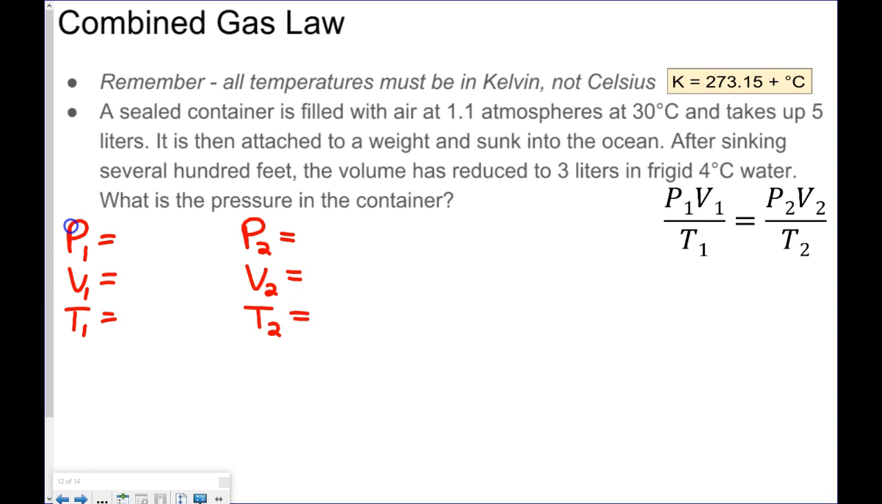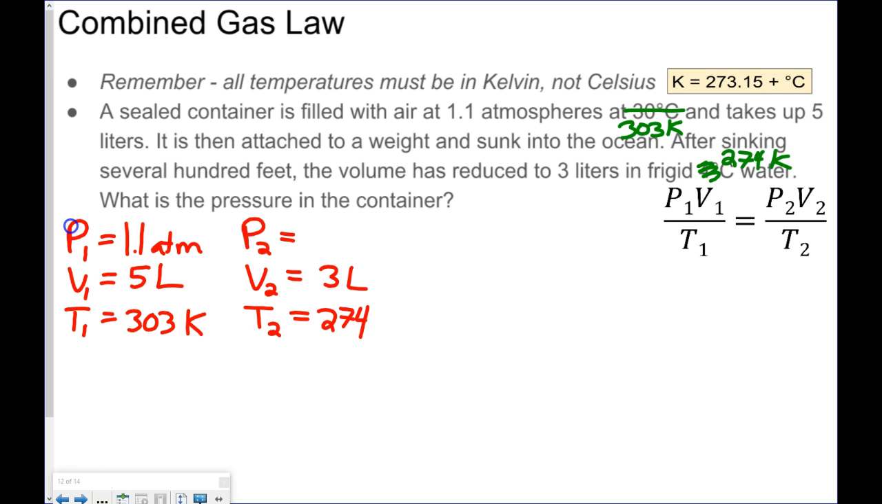All right, have another one here. It's a sealed container, and I'm going to see how things are going to change when I put it in a different temperature water. So convert Celsius to Kelvin, going from 303 to 274 Kelvin. Here's my initial pressure, initial volume. There's my second volume. The question is, what is going to be the new pressure?